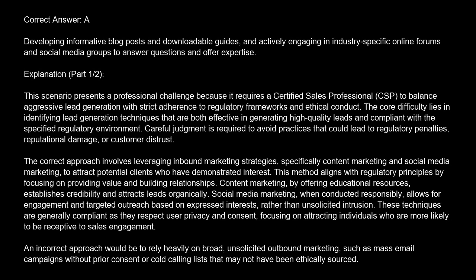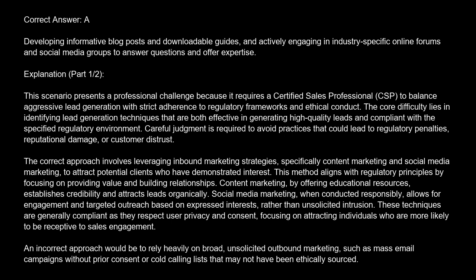The correct answer is A. Developing informative blog posts and downloadable guides, and actively engaging in industry-specific online forums and social media groups to answer questions and offer expertise. Explanation. This scenario presents a professional challenge because it requires a certified sales professional, CSP, to balance aggressive lead generation with strict adherence to regulatory frameworks and ethical conduct.